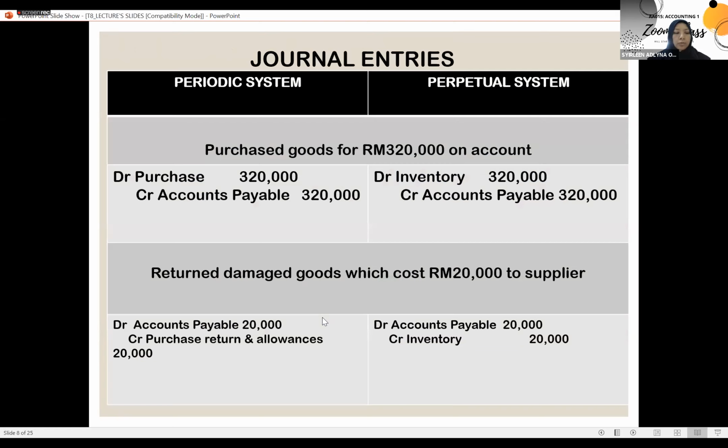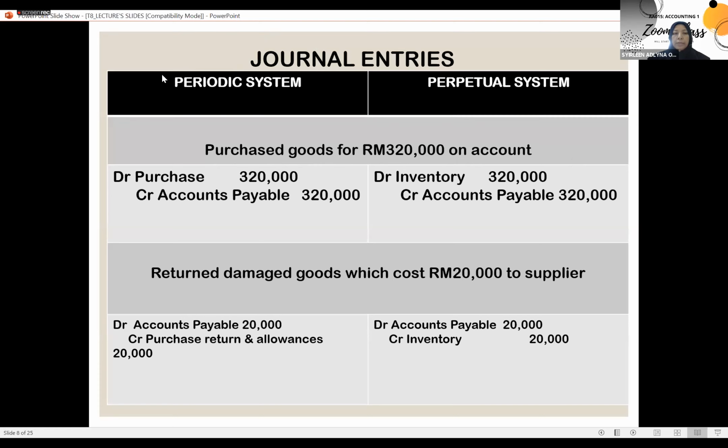Okay, so this is how you do the journal entries based on the situation given. Okay, alright, so dia bahagi dua tu. So here you have the periodic system. Okay, and sebelah sini kita ada perpetual system. Okay, so let's say yang kita buat sekarang ialah periodic system. Okay, so di dalam periodic system, let's say the situation given is you purchase goods for 320,000 ringgit on account. On account maksudnya on credit terms lah.